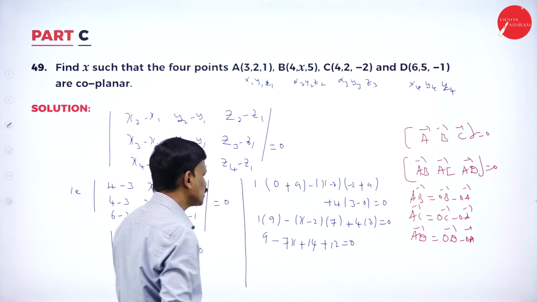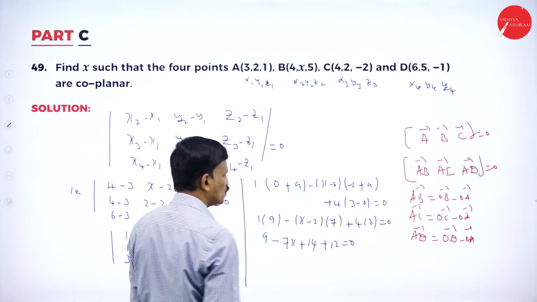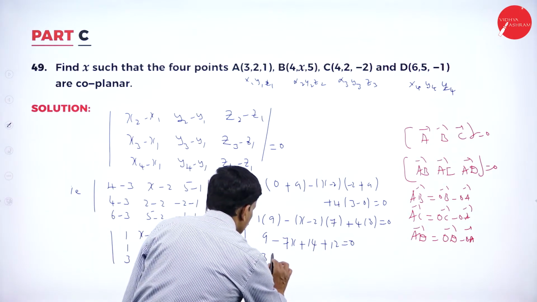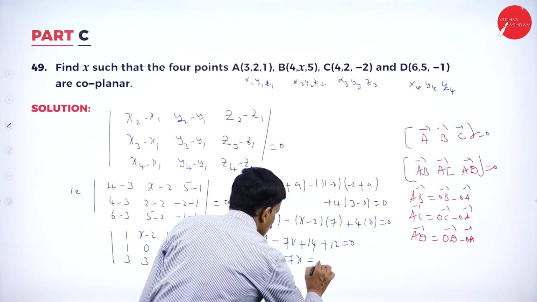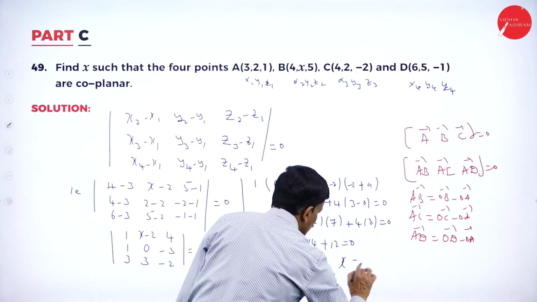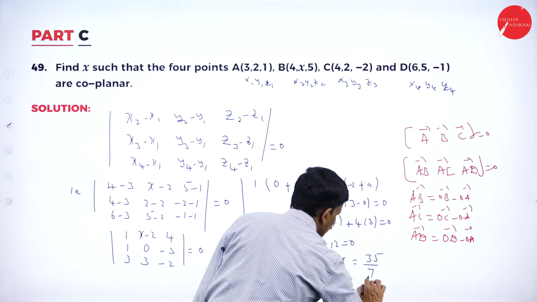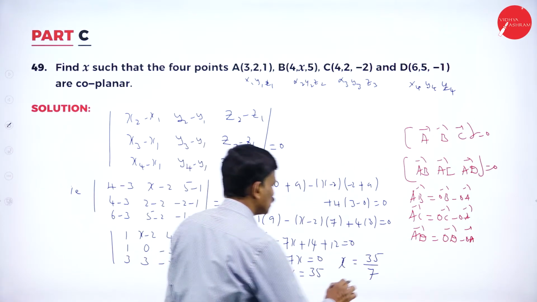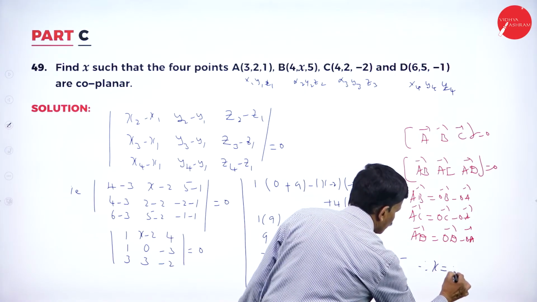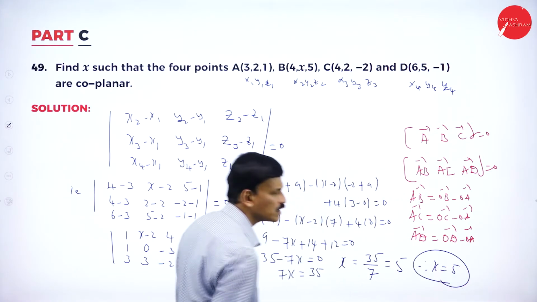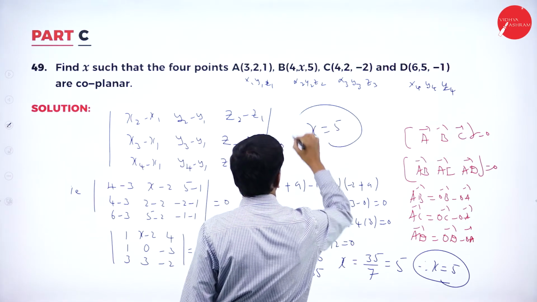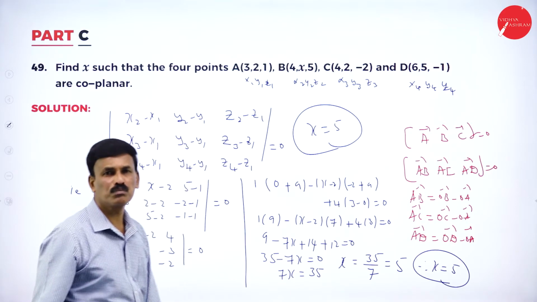So what you will get here: 14 plus 12, 26, 26 plus 9 is 35. 35 minus 7x is equal to 0. So that means 7x is equal to 35, x is equal to 35 divided by 7. This is equal to 5. So therefore, the value of x is equal to 5. That's it. So here x is equal to 5. For x equal to 5, the points are coplanar.